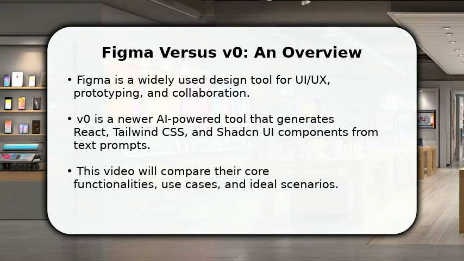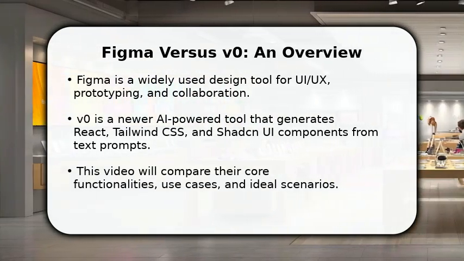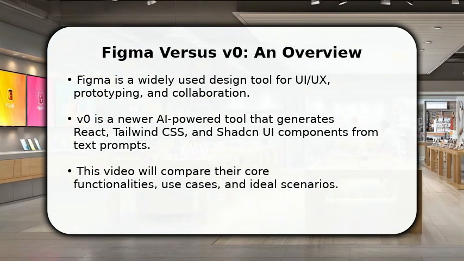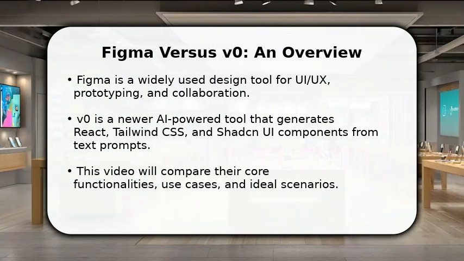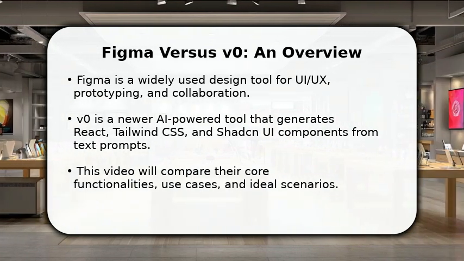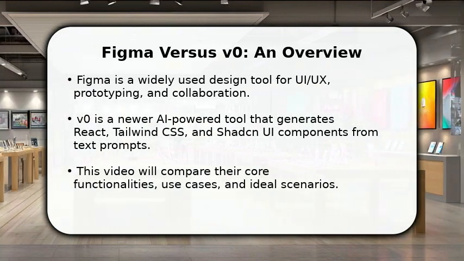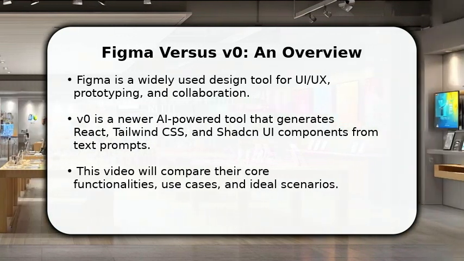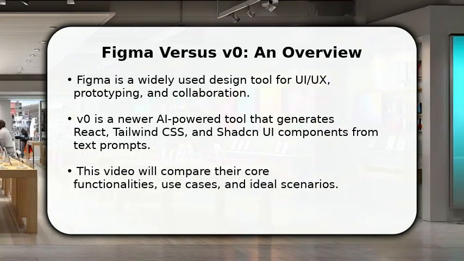In this video, I will compare Figma versus V0. Figma is a widely used design tool, renowned for its robust UI/UX capabilities, prototyping, and real-time collaboration. On the other hand, V0 is an innovative AI-powered tool that generates production-ready React, Tailwind CSS, and shadcn/ui components from simple text prompts. We'll explore their core functionalities, ideal use cases, and help you determine which tool best suits your specific needs, or if a combination of both offers the optimal workflow.